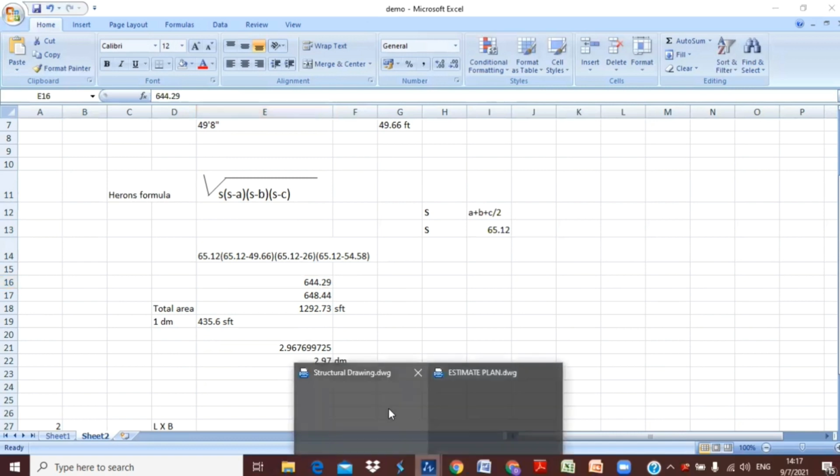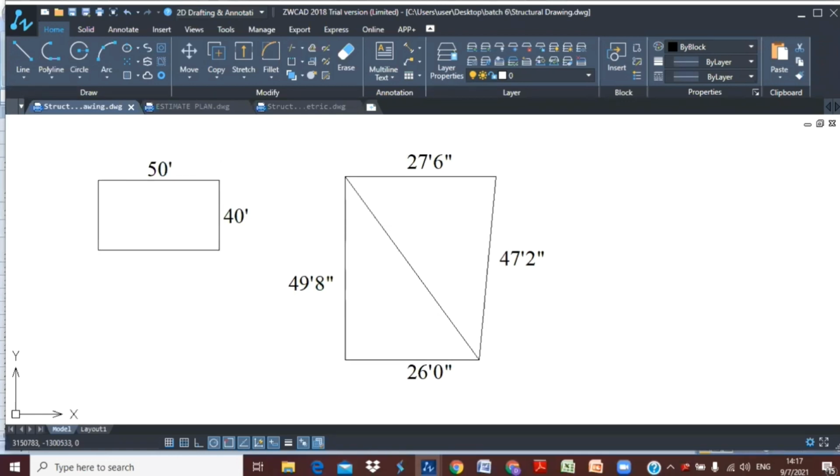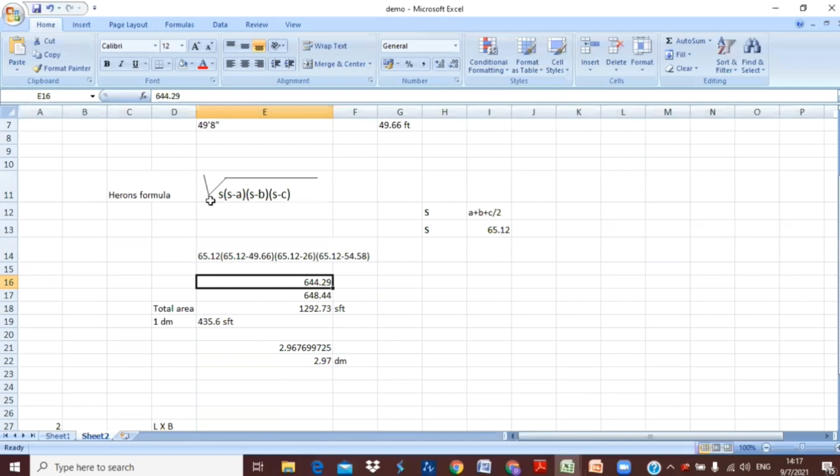Likewise we can also find the next part. First of all we will have to find S for this part also. For S, as I have already told, we have to add the three parts and divide by 2. So you can go through this length, this length and this length and divide by 2. Like this you will have the value of S. Next again put the value of A, B, C from your drawing and you can get the answer. I have already calculated and got the answer of 648.44.